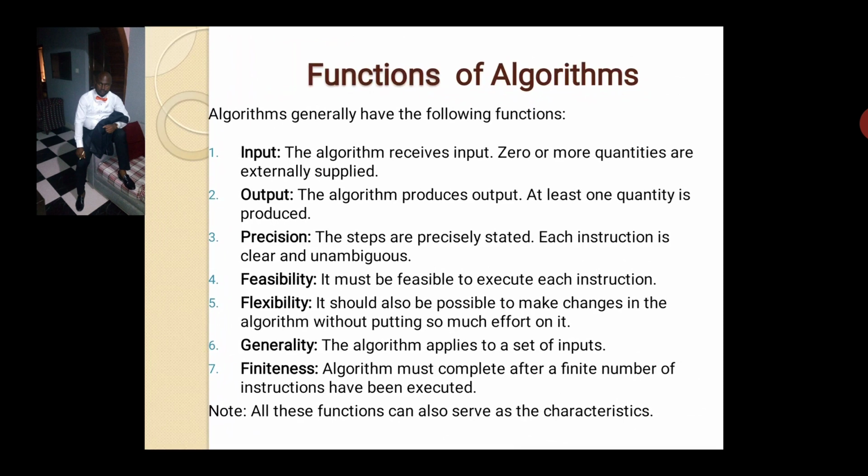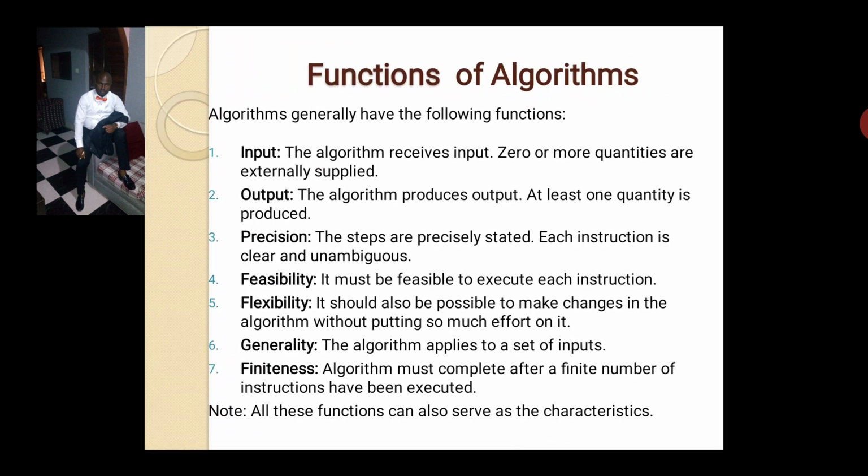So let's quickly look at some of the functions of algorithm. The first one, we have the input. Algorithm receives input. Yes, it receives input. Zero or more quantities are externally supplied. So one of the functions is that it receives input. Another function is that algorithm produces output. When it receives input, the next thing you expect is to generate a result, which is the output. So it must produce a result.